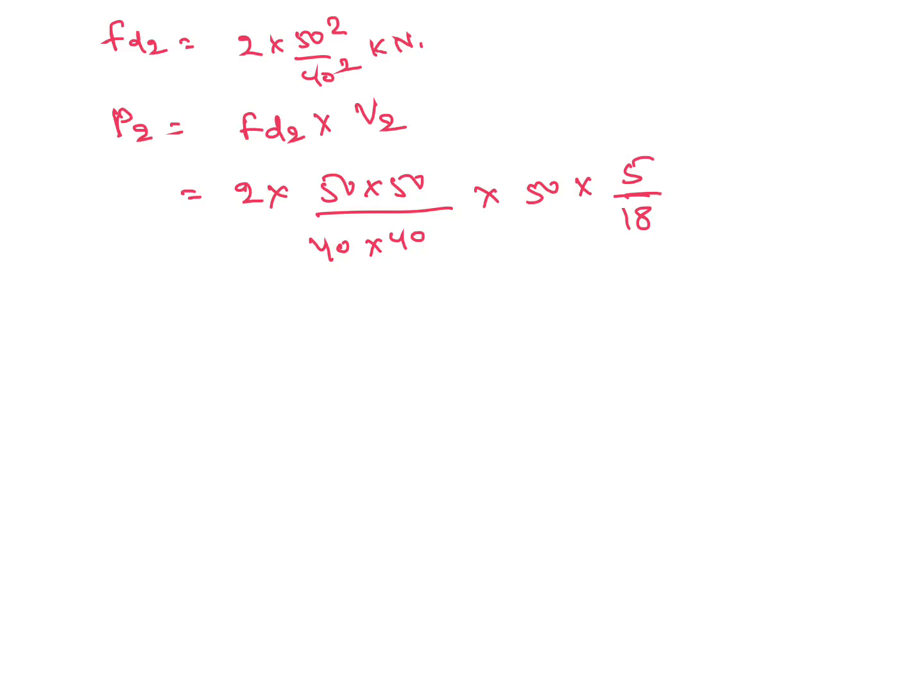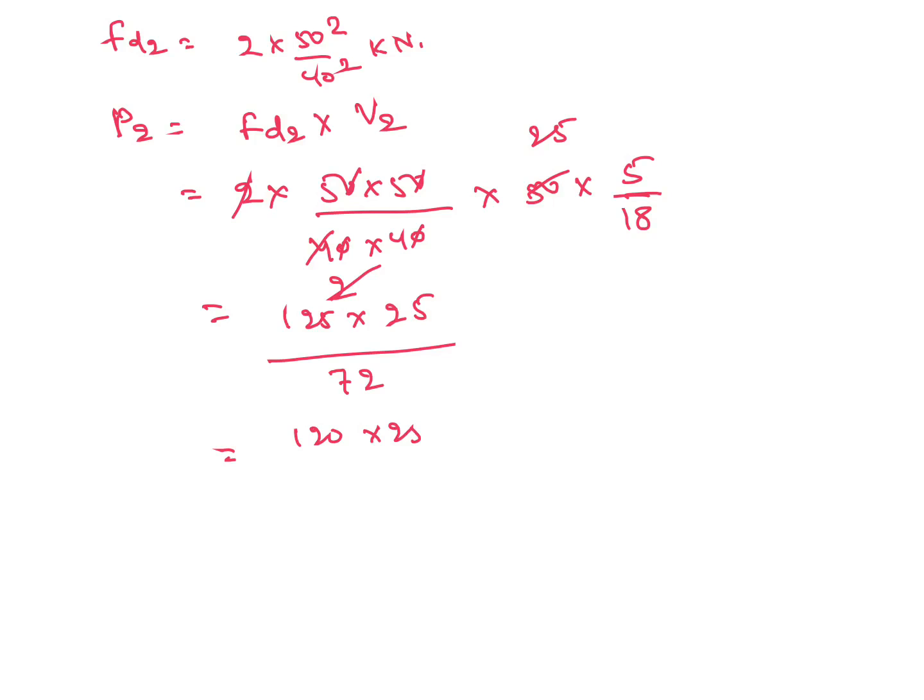Then to 25. Then here 125 into 25 by 18 to 4, it's 72. So 12 into 25, 300 by 7.